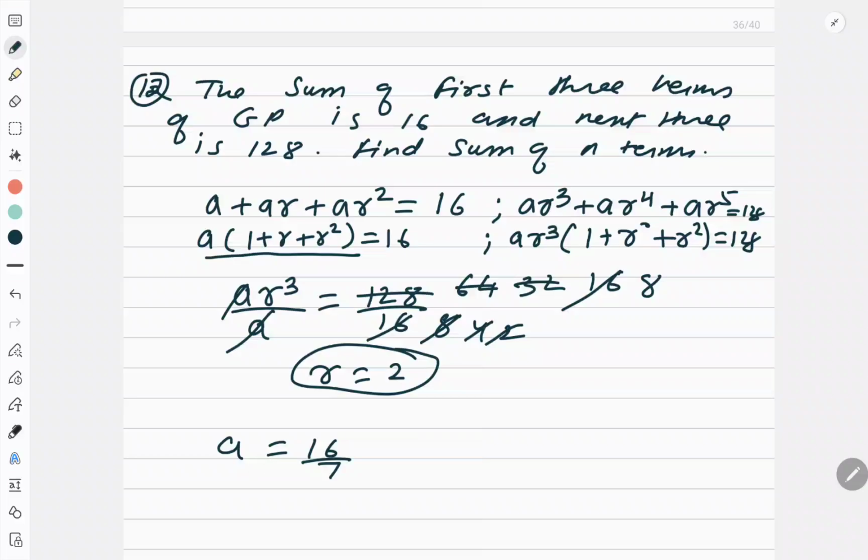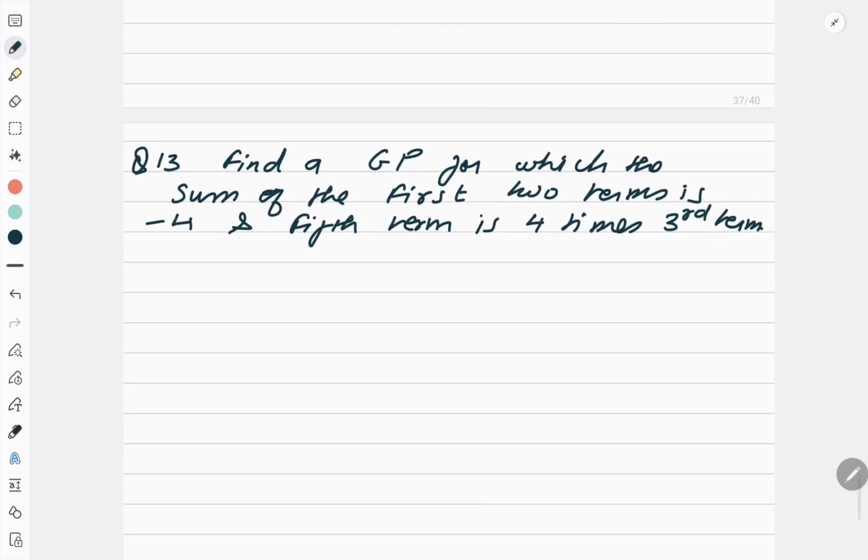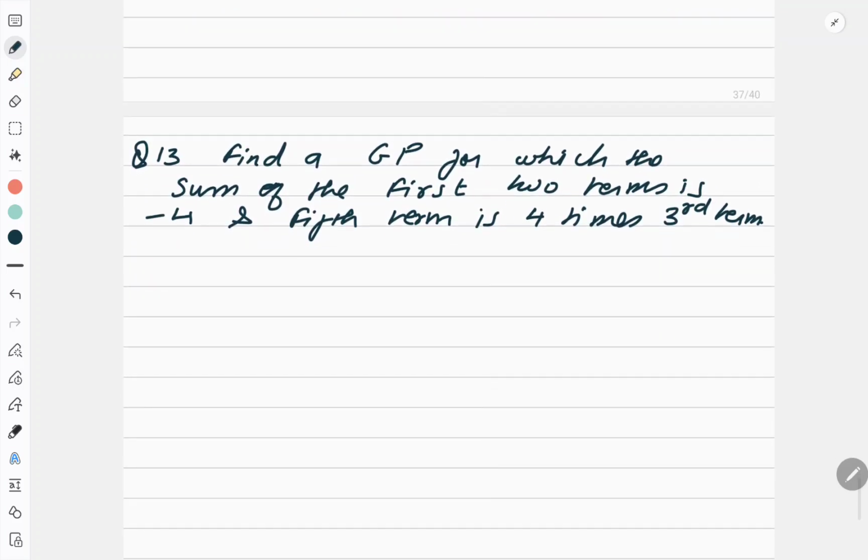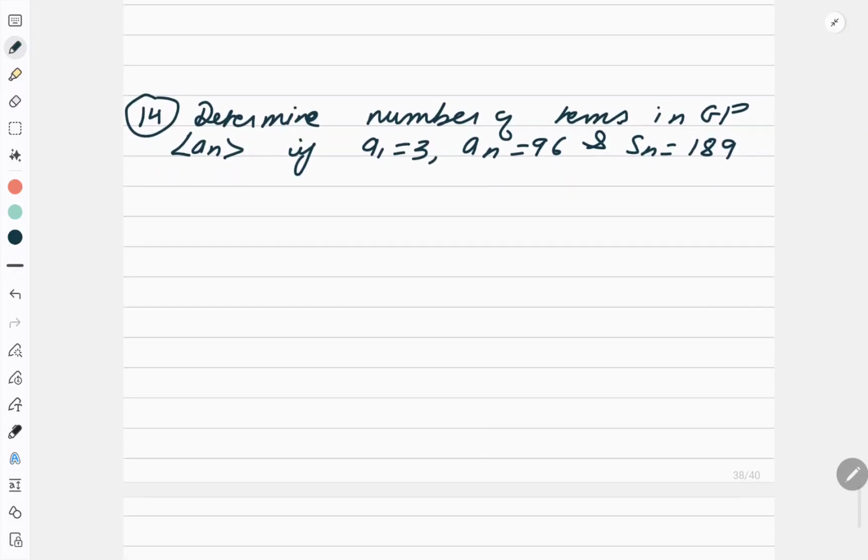Now you got R, you got A. So what is the sum formula? Sn is equal to A into r to the power n minus 1 upon 2 minus 1. So this is the answer. Correct? Now look at the next question. Okay, this question in the previous video we have already done. Sum of the first two terms is minus 4 and fifth term is 4 times the third term. This we have already done. Okay, so let's move to the next question.